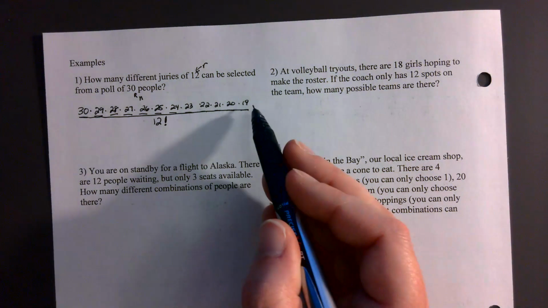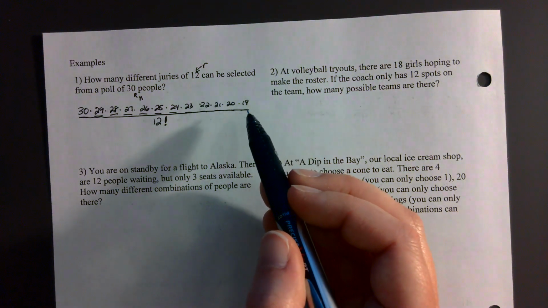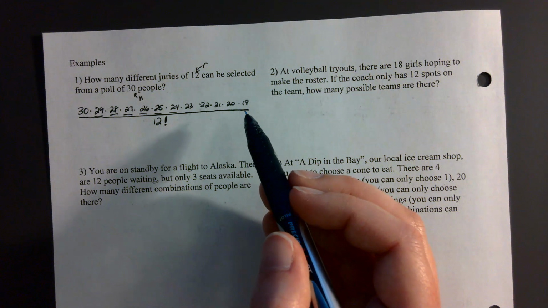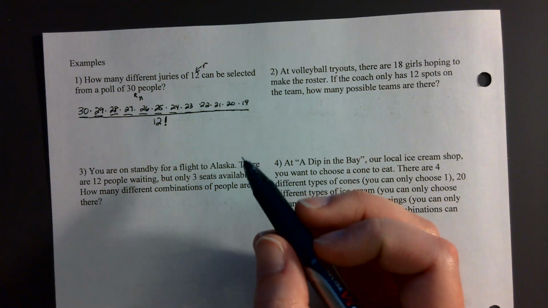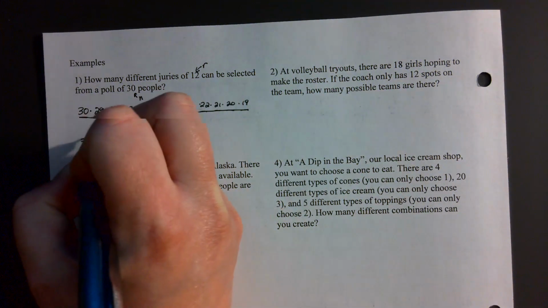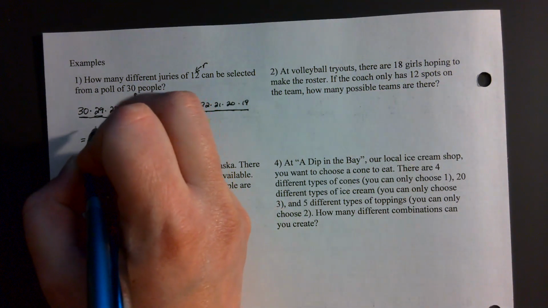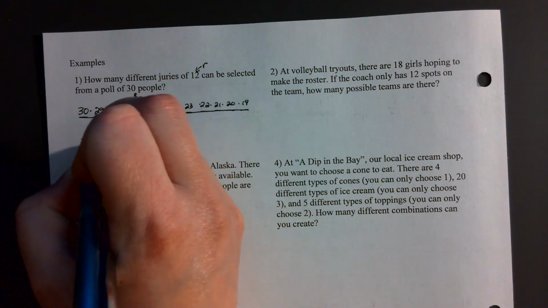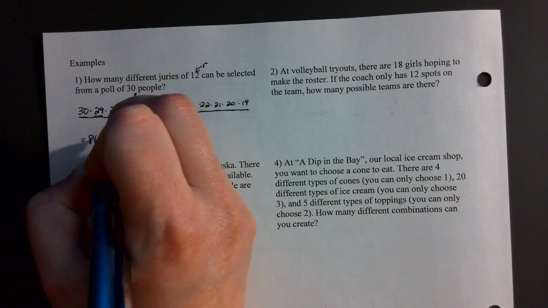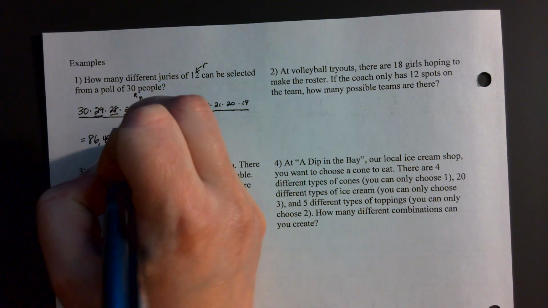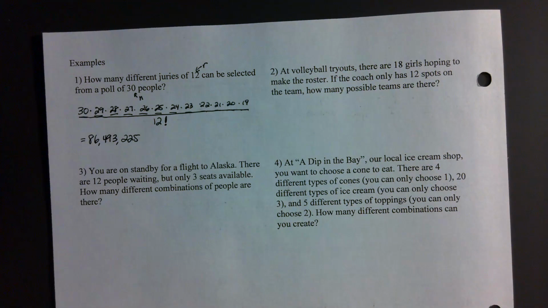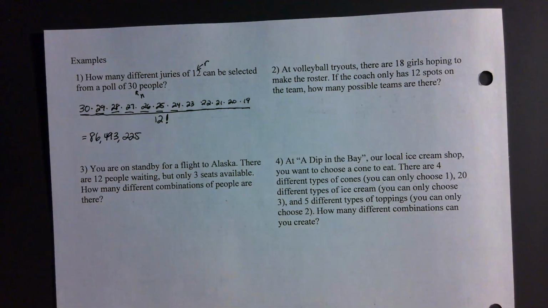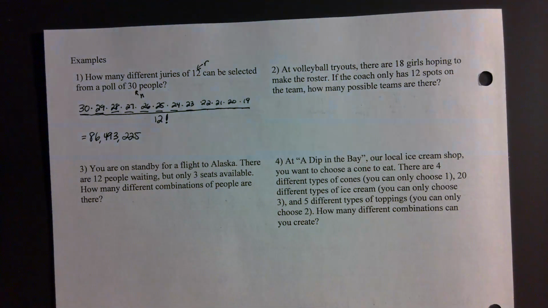And I can type all of that in my calculator. So 30 times 29 times 28 times 27, 26, 25, 24, 23, 22, 21, 20, 19, and divide by 12 factorial. And I'm going to get 8,493,225 total possibilities of choosing those 12 different jurors from the 30 people. Lots of different ways.